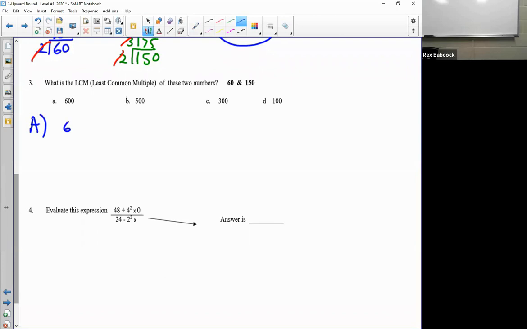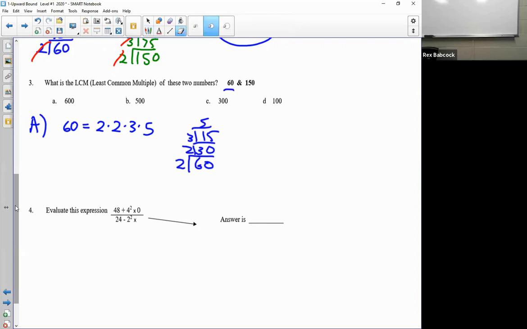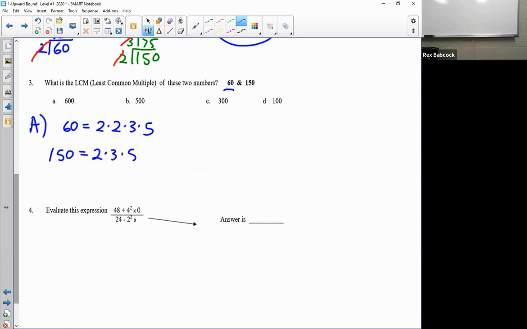So I would say 60 is 2 times 2, 30, 15, 3, and 5. And I do it with this method here: 2 goes in 30, 2 goes in 15, 3 goes in 5. Those are the prime factors of 60. I do the same thing for 150. It's 2, 3, 5, 5. So step A would just be running the prime factors.